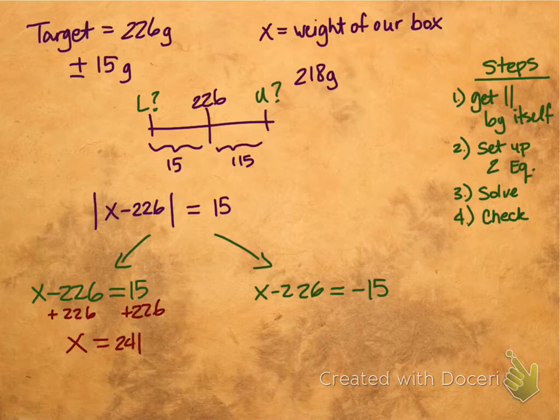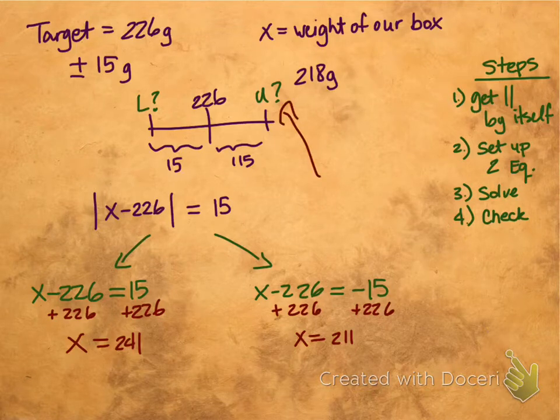So that's going to be the upper limit of what our bag of cookies or box of cookies could weigh. Now this one, we're going to add 226 to both sides. That's 226 minus 15, so x equals 226 minus 15 would be 211, I believe. So what that means is that our upper limit is 241. Now we could plug that back in and check, and I believe that would be correct. And then we have 211.